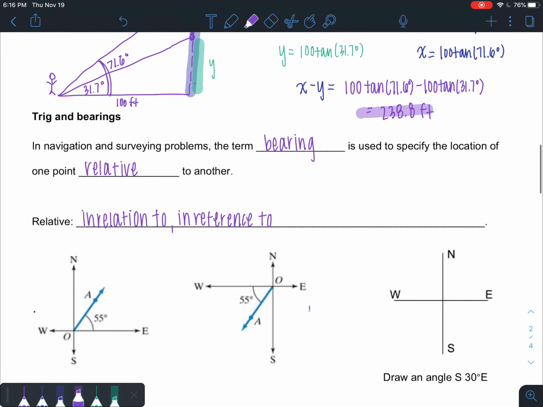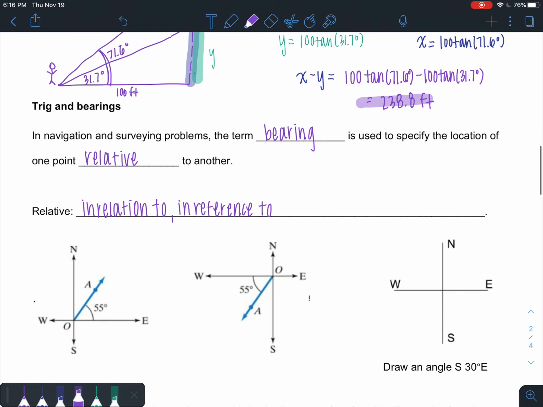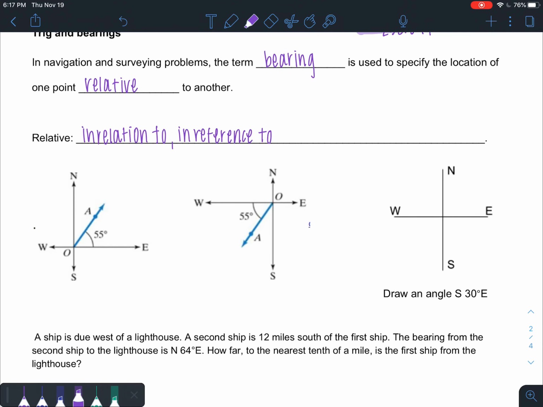Okay, now let's talk about trig and bearing. So in navigation surveying problems, the term bearing is used to specify location of a point relative to another. Now, relative means in relation to or in reference to. Just keep that in mind. So here, what is the bearing from the origin to A?